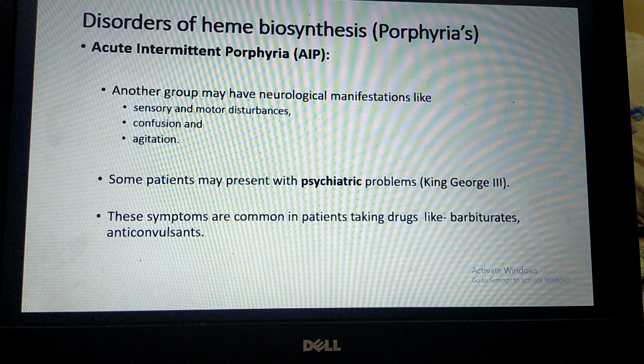Some patients may present with psychiatric problems. The famous example is of King George III of England. It is said that he was also suffering from this type of porphyria.